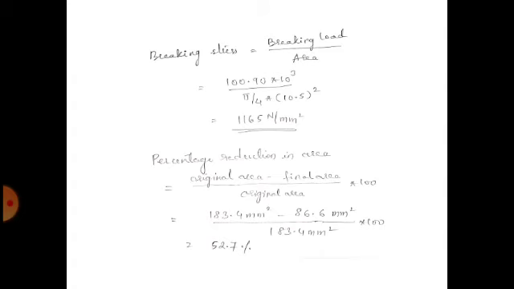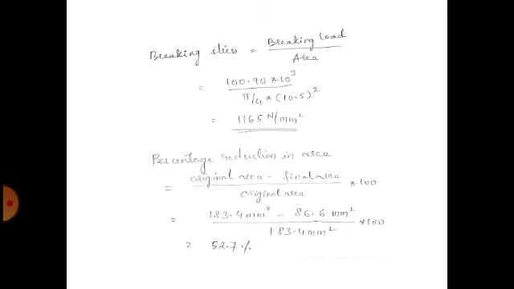Breaking stress is equal to breaking load divided by area. So when specimen breaks, at that time load is 100.9 kilonewton. So 100.9 into 10 raised to 3 Newton divided by pi by 4 D square. Here we have taken D as 10.5, that is the final diameter we have taken to calculate breaking stress. So breaking stress will come 1165 Newton per mm square.